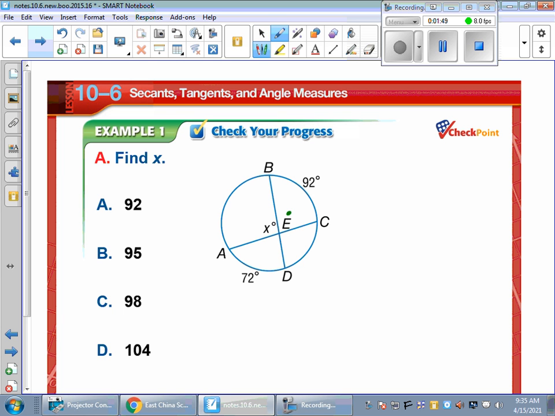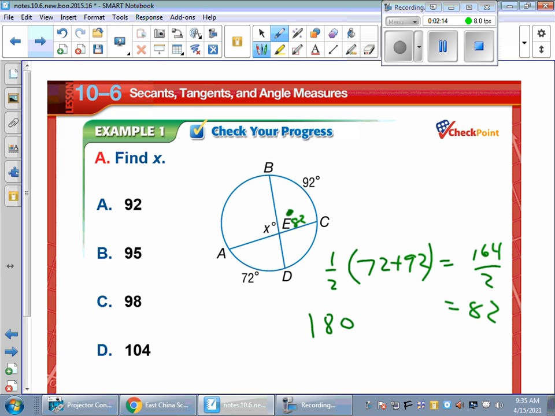So first thing I would do is find the measure of this angle right here. So 72 plus 92, add those together, take half of that. So that gives us 164. 164 divided by 2, which equals 82. So that means this angle is 82, but that's not the one they asked for. So you have to go 180 minus the 82, and that gives you the total of 98. Final answer is C, 98.